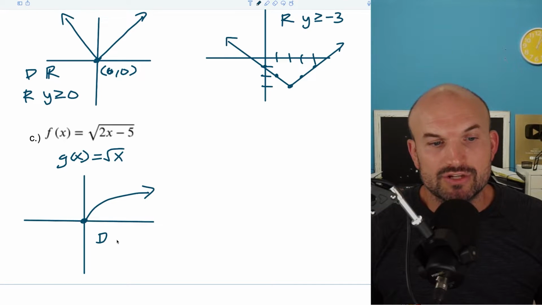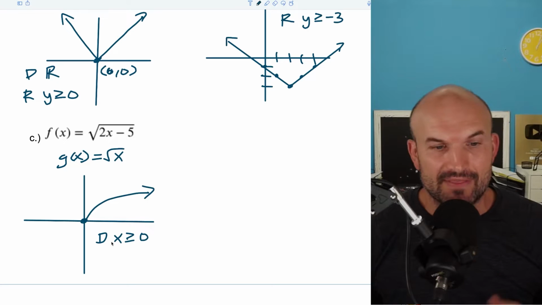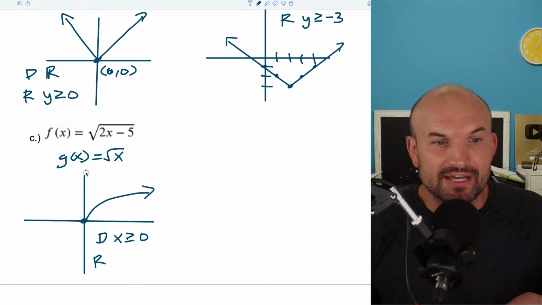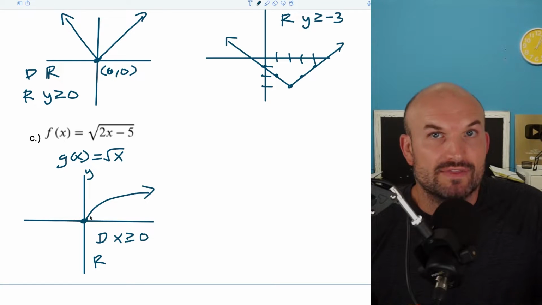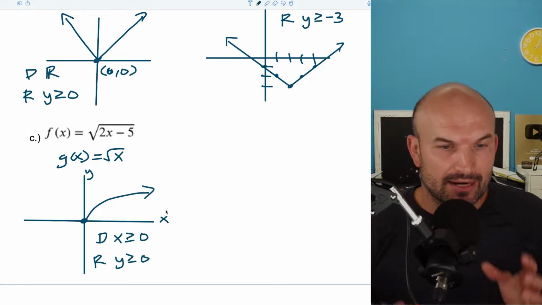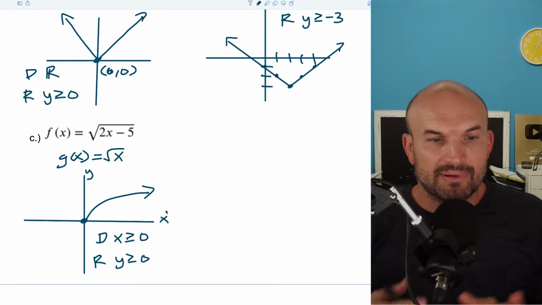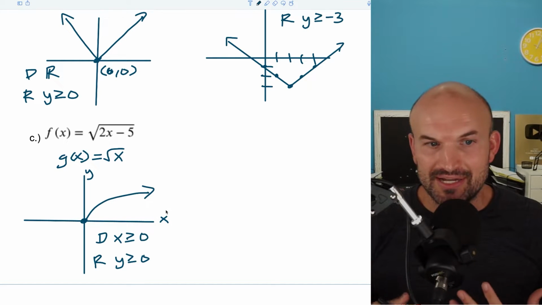My domain is only x values that are greater than or equal to 0. Notice that's a filled-in dot. That's why I use the equal to. And my range is exactly the same, right? The y values that make up this graph are all greater than or equal to 0. So y has to be greater than or equal to 0. It's really important to recognize that they have the same domain and range, but one's for x values, one's for y values, right?